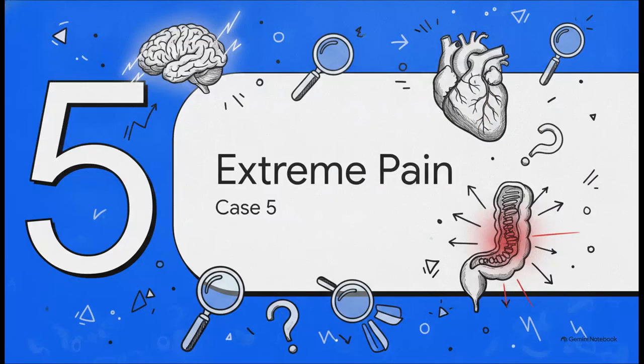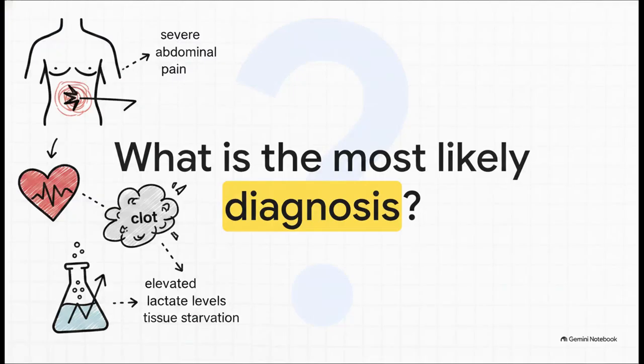Last but not least, case 5, out-of-proportion pain and acute mesenteric ischemia. This is a classic presentation that requires incredibly sharp clinical suspicion. Here's our final vignette. A 70-year-old guy comes in practically screaming in agony from severe abdominal pain. You glance at his history, he's got atrial fibrillation. You run some labs and you see significantly elevated lactate levels. Based on that history of AFib, which, as you know, is notorious for throwing clots, and the lactate indicating tissue starvation, what is the diagnosis?